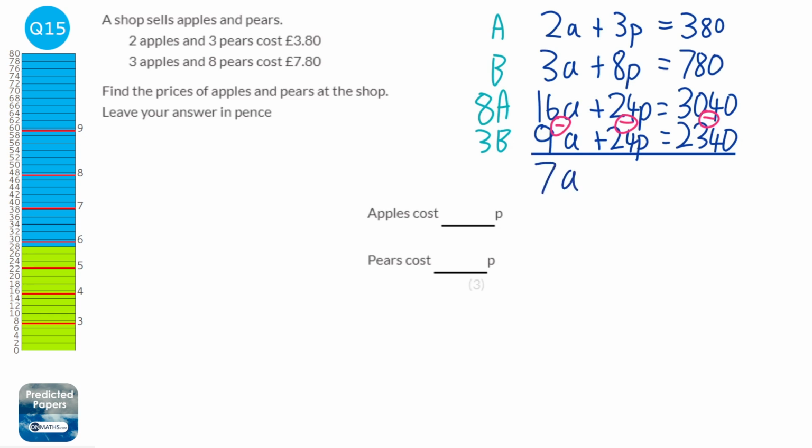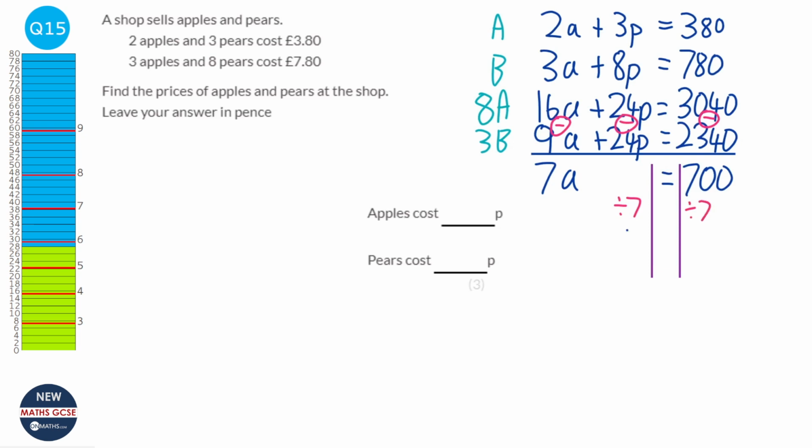24p take away 24p, which is nothing, which is why we did that, to eliminate them. And then 3040 take away 2340 will be 700. Then I can put my lines in, and all I need to do now is just divide both sides by 7, and I get A equals 100. So we know that apples cost 100, or £1.